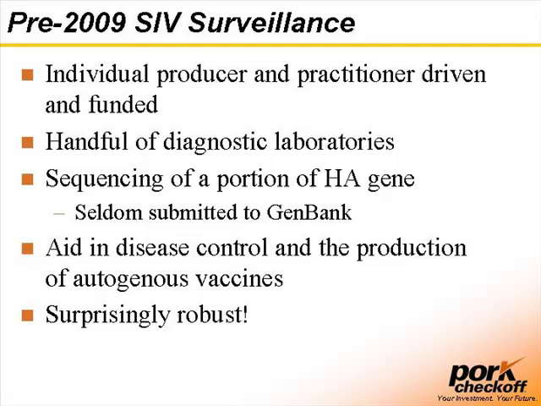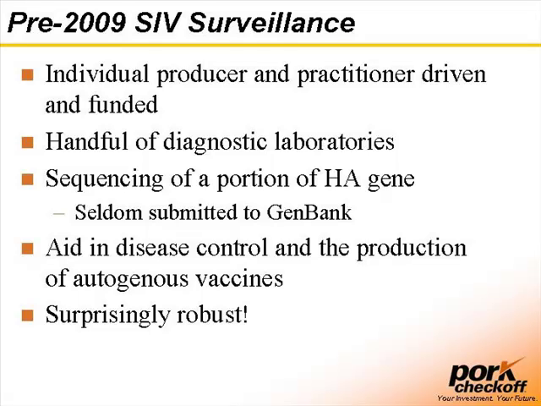Actually, it's very interesting. Prior to 2009, we had an SIV surveillance of sorts that was individual producer and practitioner driven and funded. It was conducted by a handful of diagnostic labs. There's probably just a few that really do a lot of VI as well as PCR and then sequencing of influenza viruses. Most of them sequenced just a portion of the HA gene, and because it's such a small portion, 800 to 1,000 base pairs, that data was seldom submitted to GenBank.